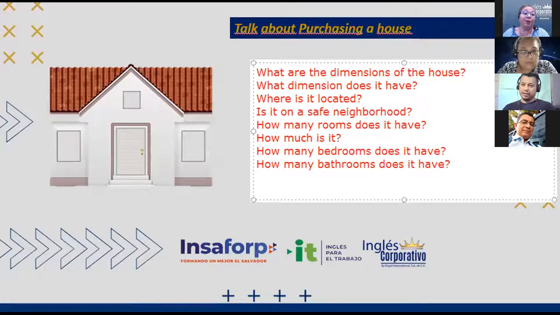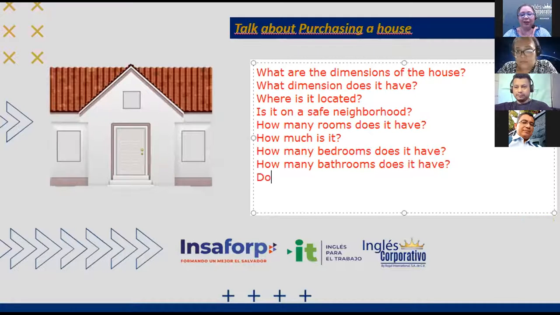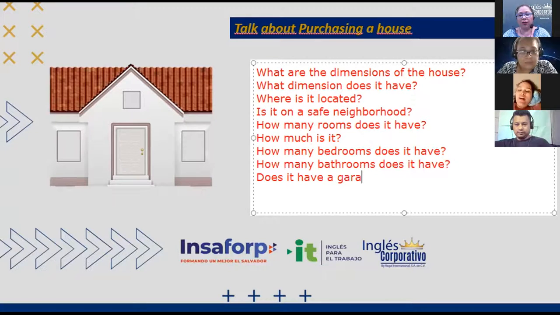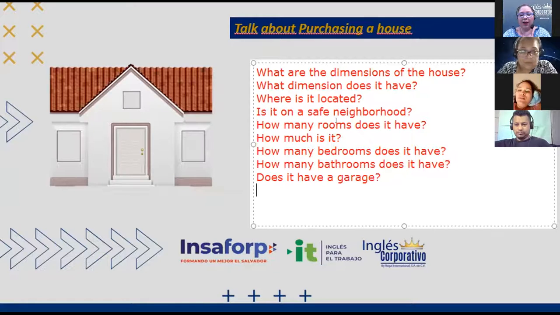And we are talking about complete bathrooms or just half a bathroom, right? Alguien me dijo otra, Wilbert. Does it have a garage? Garage. Does it have a green area?